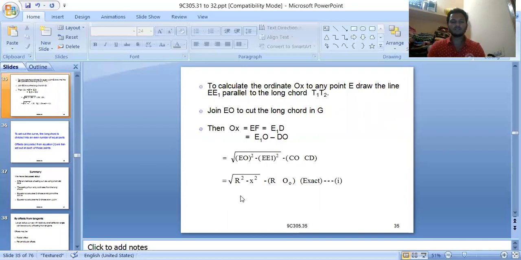For different distances of X, we have to substitute. We have to calculate different ordinates. Suppose the long chord length is 100 meters. We have to divide it into two parts. If we divide it into two parts, we will get X as 0, 10, 20, 30, 40. Because the total length is 50 meters, you have to divide it into 5 parts. We have to measure the ordinate distances, and then the X value is substituted.